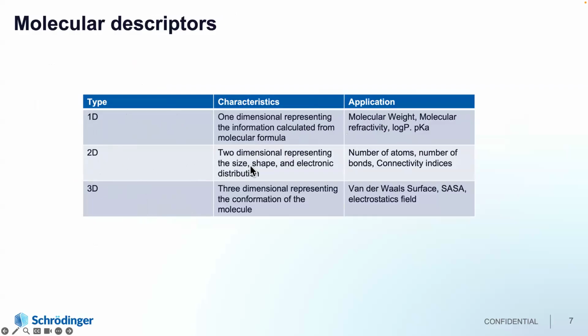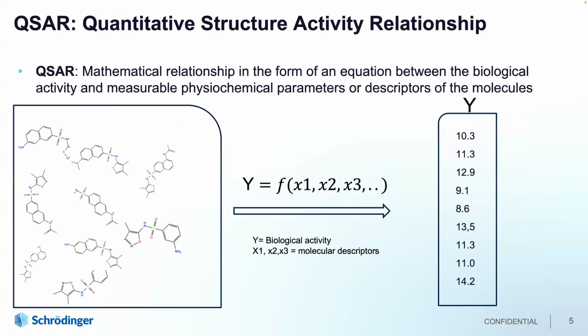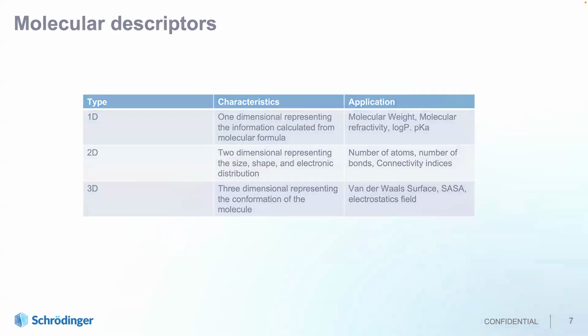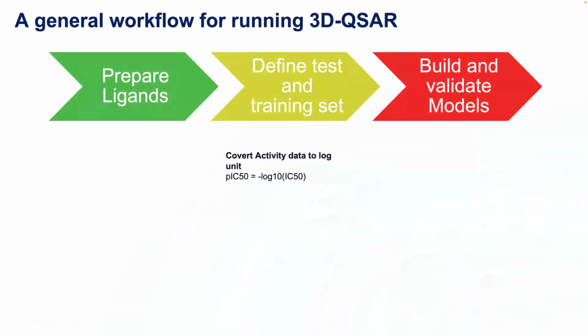There could be 2D descriptors, like the bond connectivity. There could be 3D descriptors like the van der Waals surface and solvent accessible surface area. Because we can generate all these descriptors, x1, x2, x3, dot dot dot, we can then build a function or mathematical relation between all the descriptors and our biological activity, and build this model. So in short, that is the QSAR method.